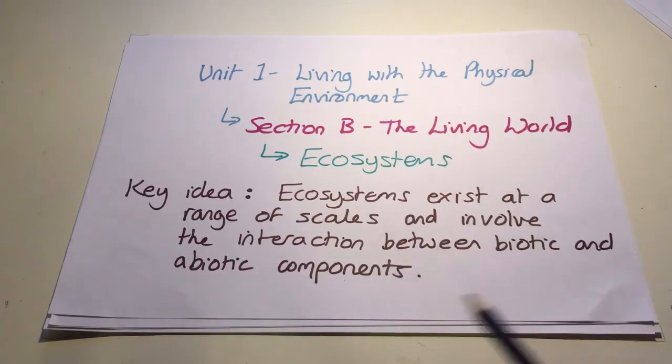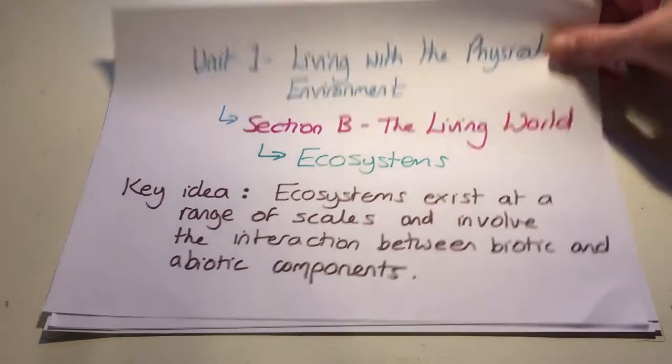So what this key idea is saying is that there are big ecosystems and there are small ecosystems, and you need to understand that within each of those ecosystems there are living parts and parts of the ecosystem that are not living, and they all link together to make that ecosystem work. Right, okay, so let's just get down to some of these key phrases and ideas.